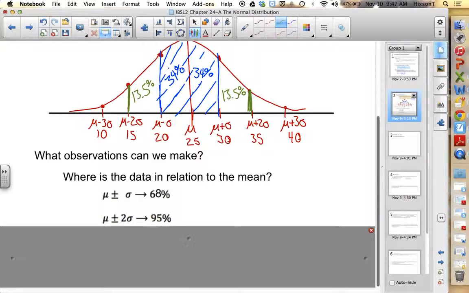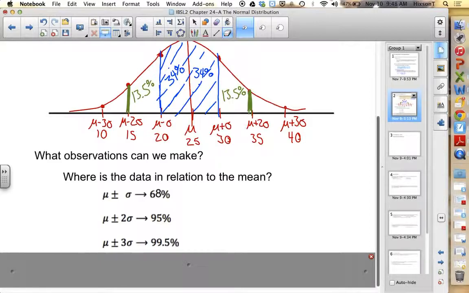Okay? And I'd recommend, if you're not already, that you write down these percentages, because the likelihood of you remembering them all off the top of your head is not real good. Okay? But again, that's all the data between mu minus 2 sigma and mu plus 2 sigma. Okay? Then the third standard deviation.